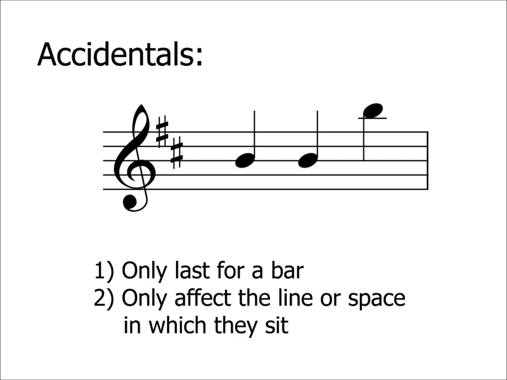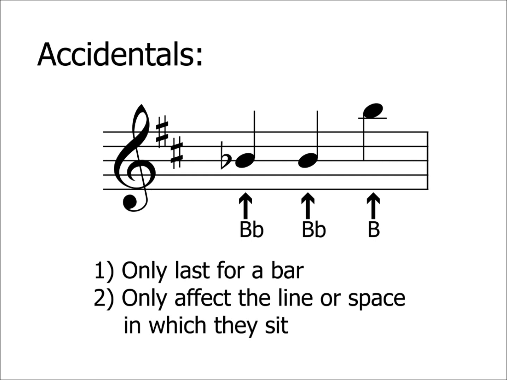Therefore, here's a bar of music. Each of the notes are Bs. If I add a flat to the first note, it becomes B flat. The second note would also become B flat as it is in the same bar. There's no need to put another flat symbol. However, the final note stays a B. It does not become B flat as it does not sit on the same line or space as the accidental.